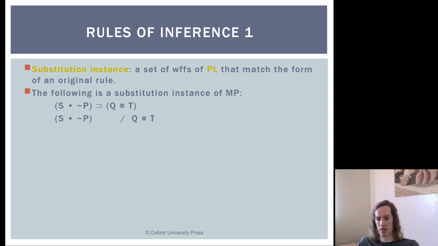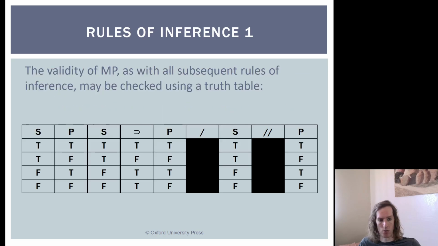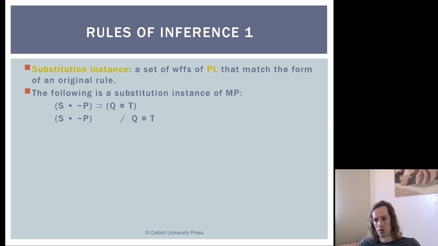So first, in the first premise, we can see if it's the case that S and not P, then it's the case that Q if and only if T. And our second premise says, well, S and not P, so we can conclude, therefore, Q if and only if T. So exactly the same thing as the form of modus ponens that we've been given, but instead of alpha and beta, we're working with some other formulas.